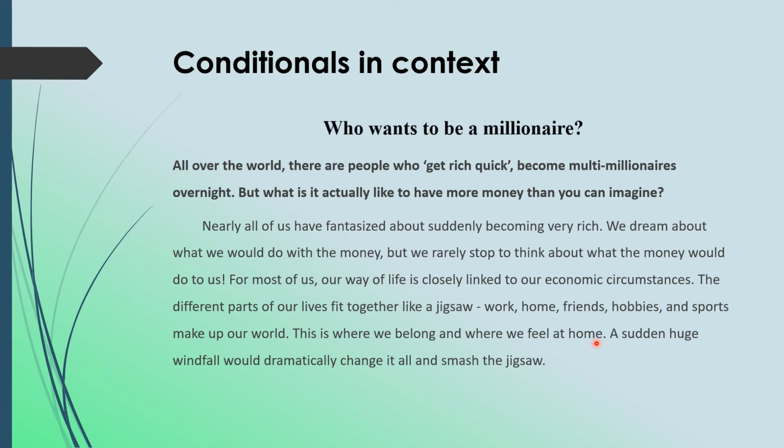A sudden huge windfall would dramatically change it or smash the jigsaw. So we are saying that becoming a millionaire is a sudden huge windfall, and it would dramatically change it and smash the jigsaw of work, home, friends, hobbies, and sports. This jigsaw would break down if you had lots of money overnight. So what could be the change if this jigsaw breaks down?